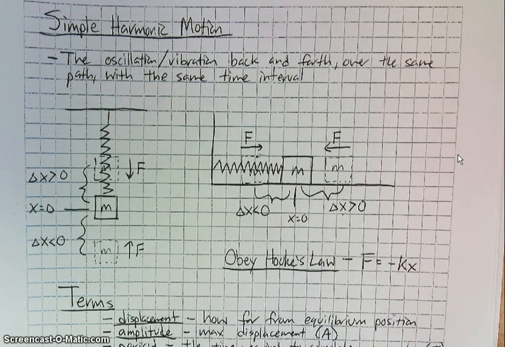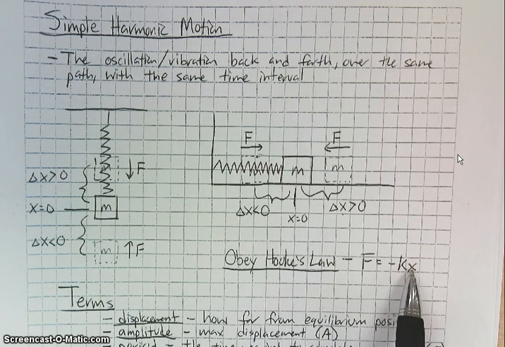One thing that I have to remind you of is that simple harmonic oscillators obey Hooke's law. If you don't remember what Hooke's law is, F equals negative kx, because the force and the displacement are always in opposite directions. That's why the little negative is in there. So just something to keep in mind.